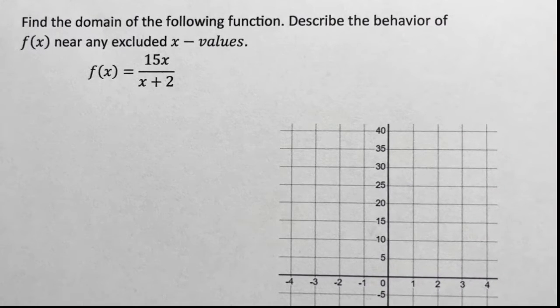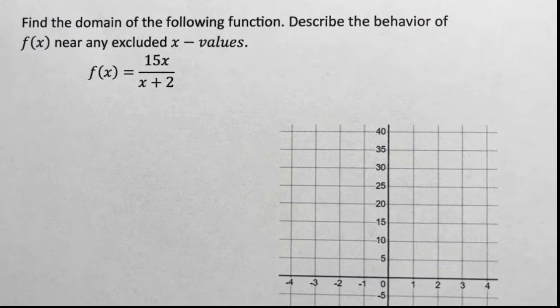Today I'm doing a series of videos on rational equations and their graphs. For this first one, this is a really basic introduction, and I want to discuss some of the vocabulary that goes along with a rational function and its graph. So it says, find the domain of the following function and describe the behavior near any excluded x values.